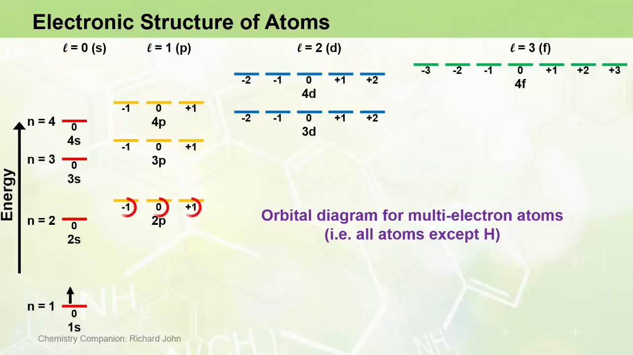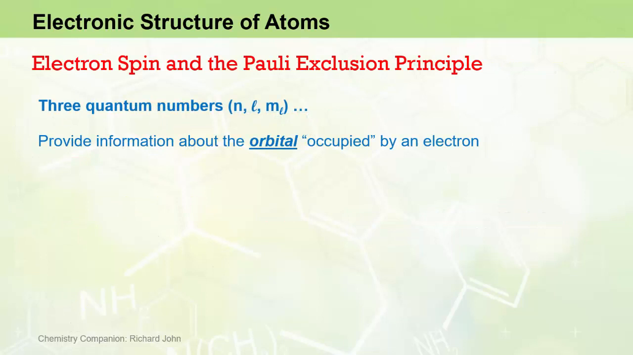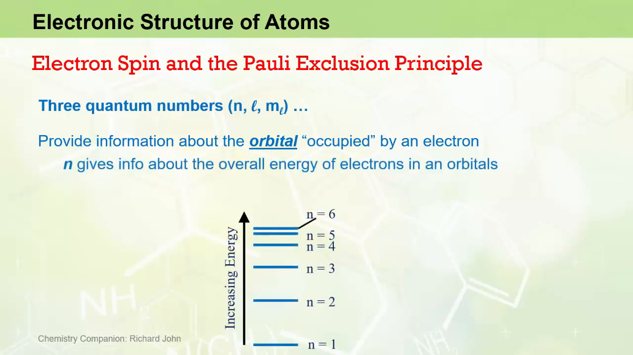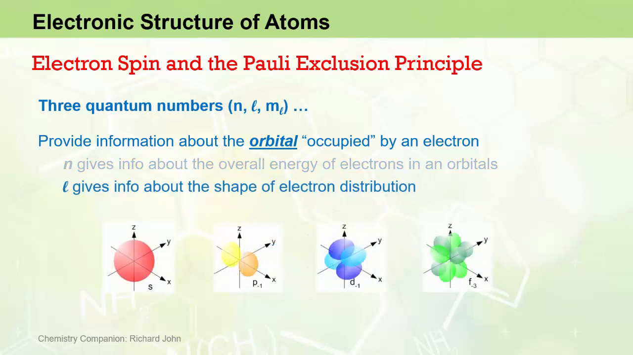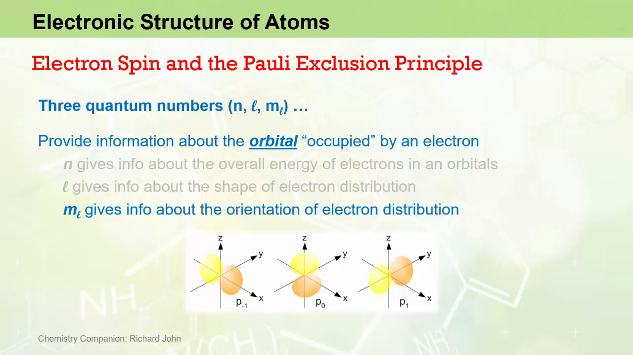The magnetic quantum number ml is shown under each of the horizontal lines. Each of these quantum numbers provides information about the orbital occupied by an electron. More specifically, n gives information about the overall energy of electrons in orbitals, l gives information about the shape of electron distribution, and ml gives information about the orientation of the electron distribution.